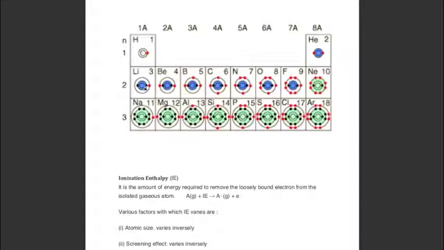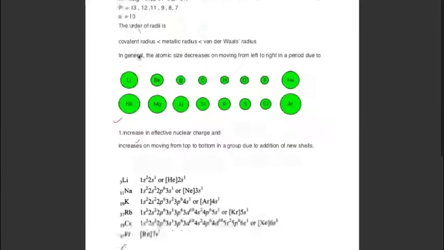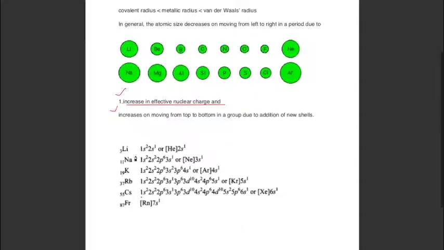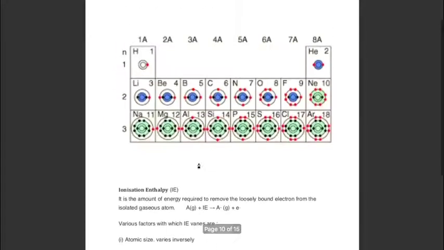Now on moving from top to bottom, let us see this configuration. Lithium 2s1, the outermost shell configuration is 2s1, sodium 3s1, potassium 4s1, rubidium 5s1, cesium 6s1 and francium 7s1. As we move from lithium to francium, a new shell is being added. New shell means the size of the atom increases. Look here, one shell, two shells, three shells. So in this way, as we move from top to bottom in a group, atomic size increases.